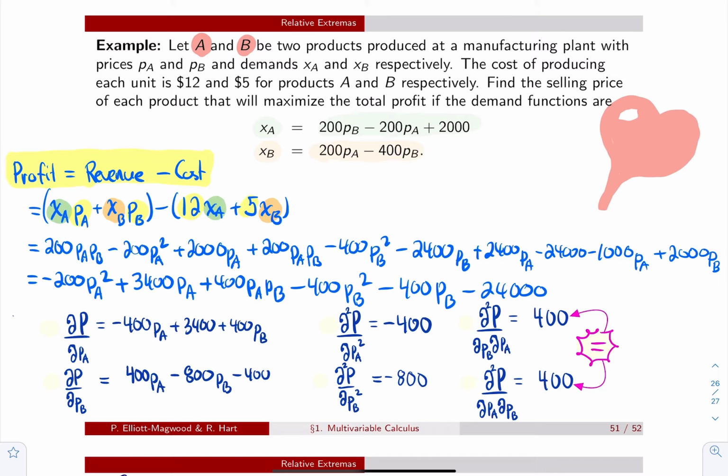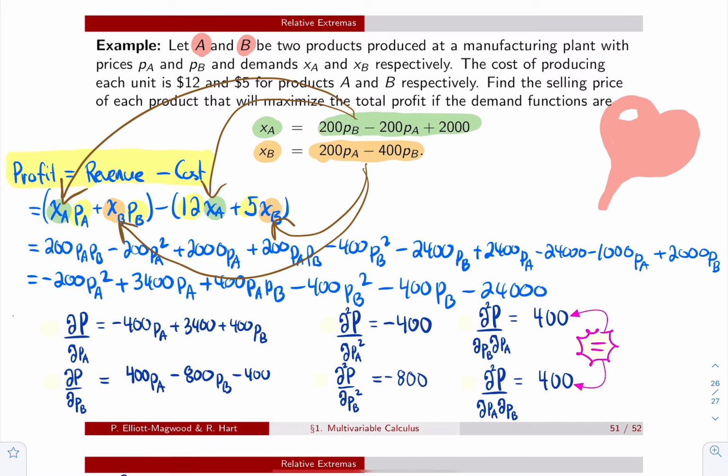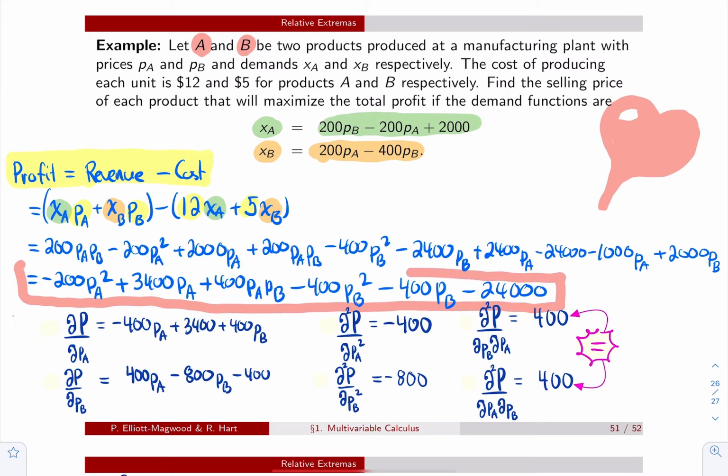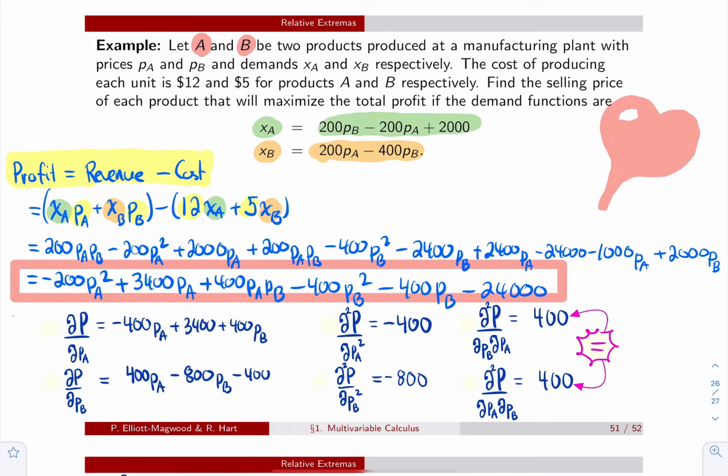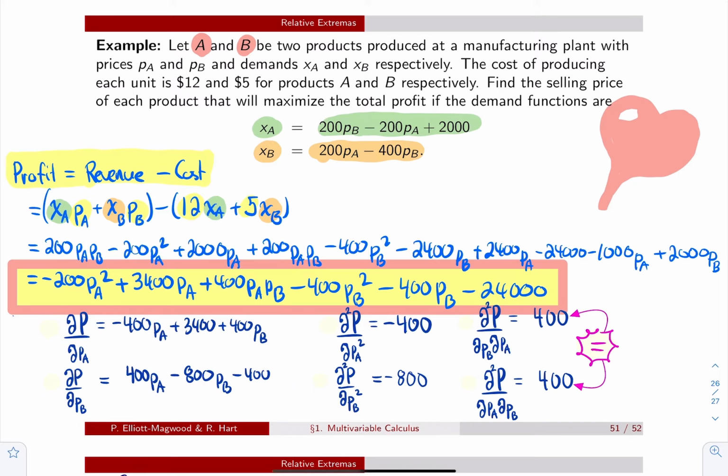Now what you have to do is replace X_A and X_B by their equations. We want to create a function with only two variables, so two is enough. X_A is replaced by its equation, and X_B also is replaced by its equation. If you do that and FOIL, I'm going to skip over the details, but make sure you know how to do this. If you FOIL correctly, you can simplify the profit function as minus 200 P_A squared plus 3,400 P_A plus 400 P_A P_B minus 400 P_B squared minus 400 P_B minus 24,000.